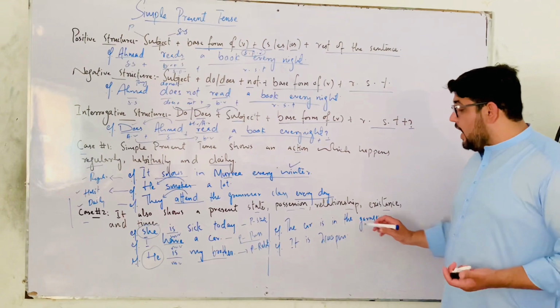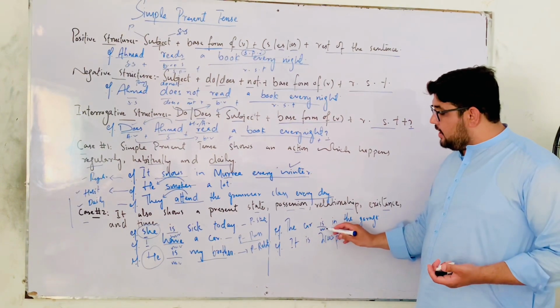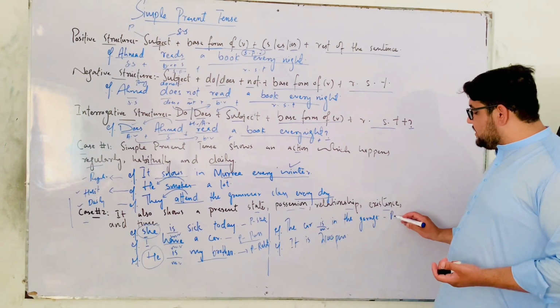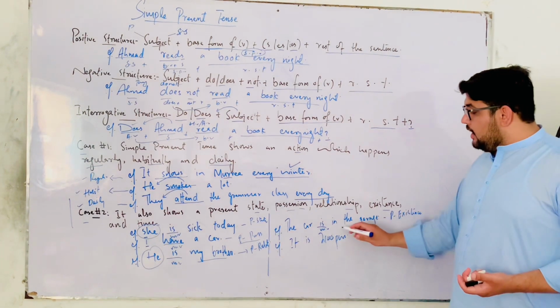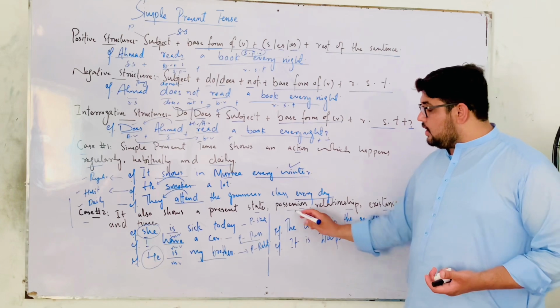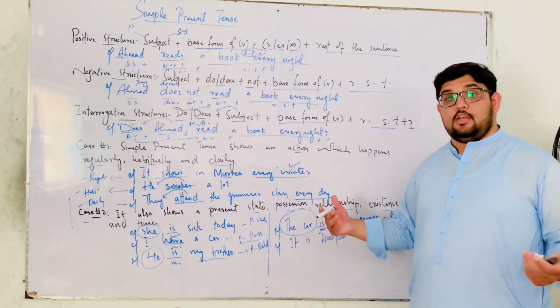The car is in the garage. Is is used as main verb here and it shows present existence. Where is the car? In the garage. So here, in the garage shows the car's existence, where the car is.